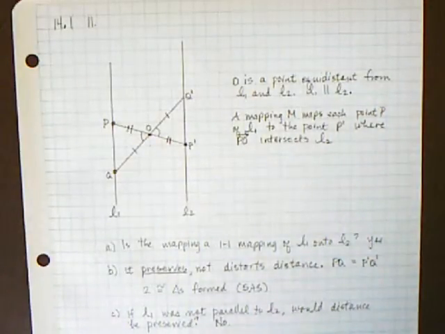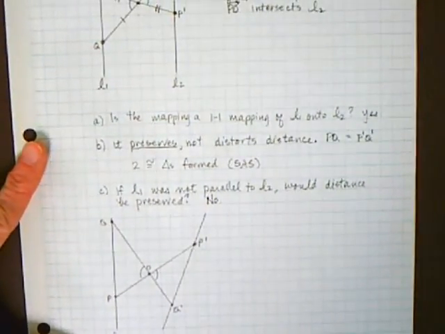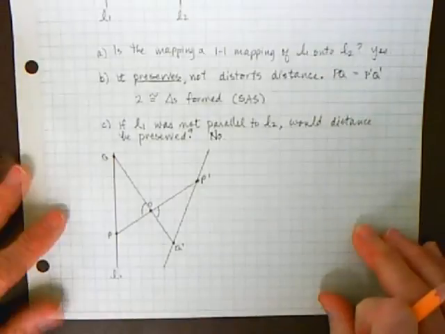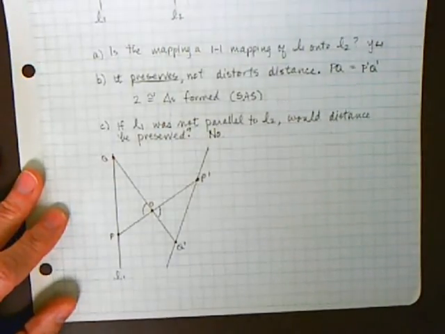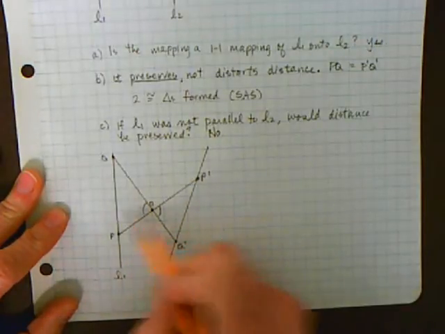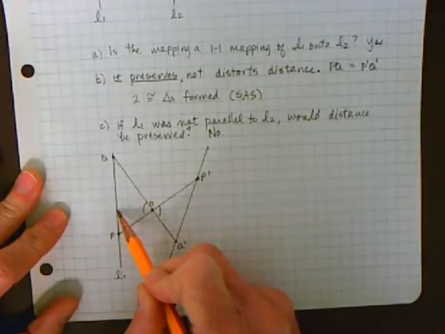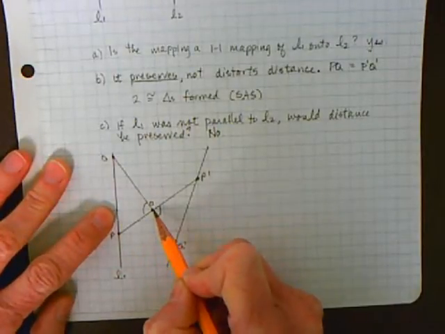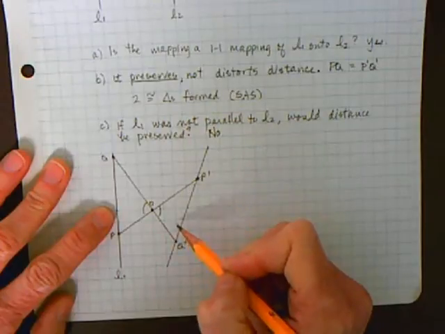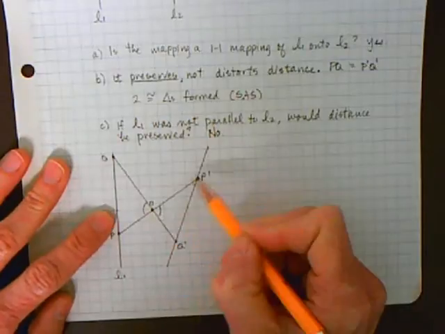That's part B. Part C says if lines L1 and L2 were not parallel, would the mapping preserve distance? Now, I'm not going to do a formal proof, but I'm just going to show you a picture here that I've drawn. Okay. So this distance here from O to this line, there it is. But it really doesn't make sense, if the lines aren't parallel, that I can say that O is in the center of the two lines. It doesn't make sense. All right?